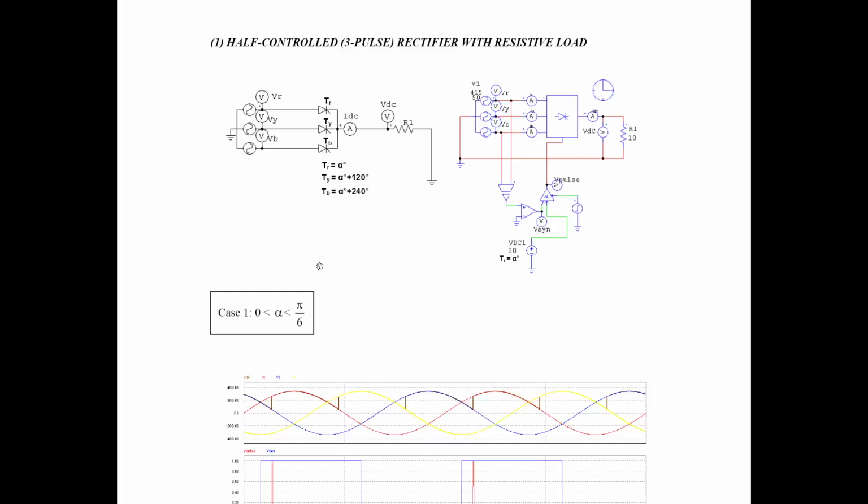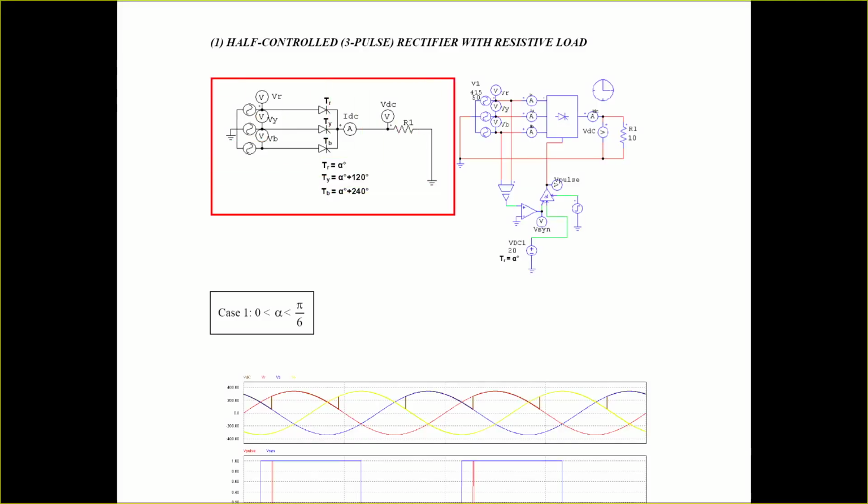Hi. Okay, so I'm going to share with you how to simulate the three-phase half control or three-pulse rectifier, and the load that we're going to use is a purely resistive load. So this is the circuit and the thyristors. We name them thyristor R, Y, and B with respect to the three-phase supply, and then we have the input, the purely resistive load, and this is the path to each of the thyristors.